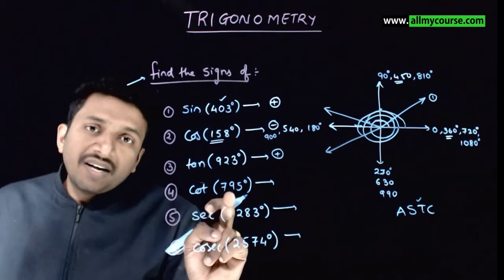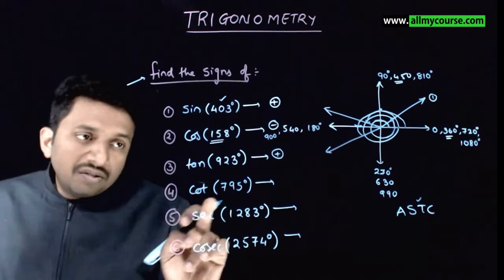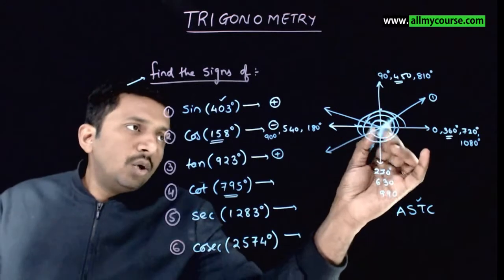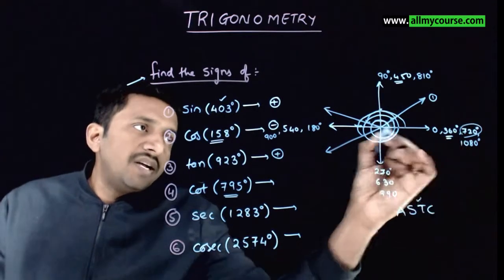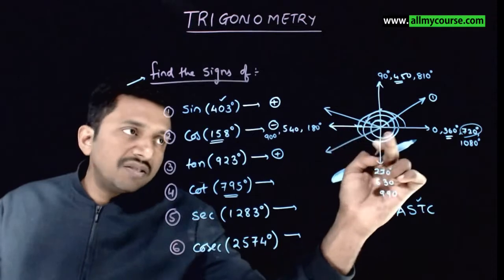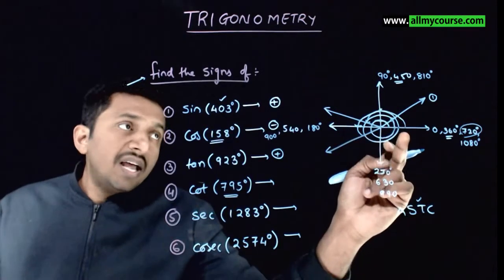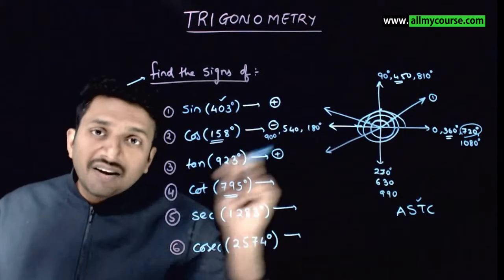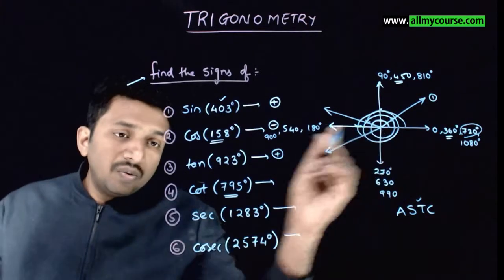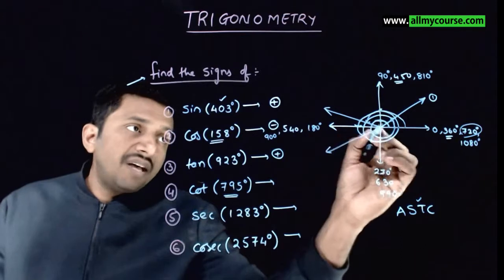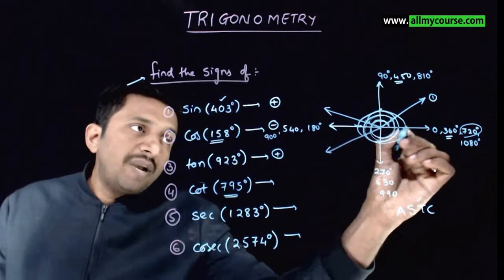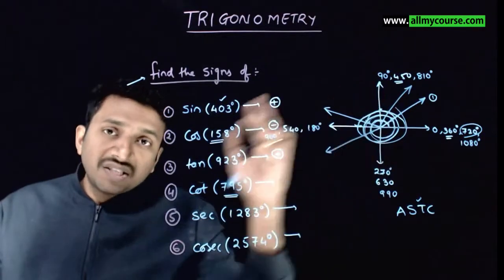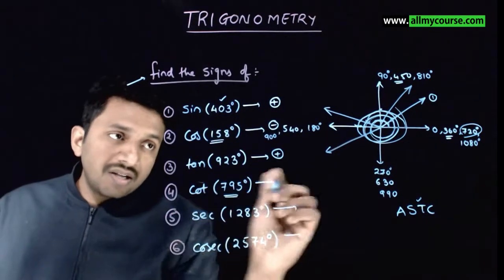Next, cot 795 degrees. You should see where 795 degrees lies. Two complete rotations give you 720 degrees, and 795 lies between 720 and 810. So 795 is 2 rotations plus some acute angle. It will lie somewhere in the first quadrant. In the first quadrant, cot is positive.